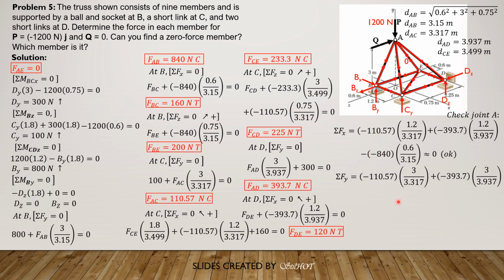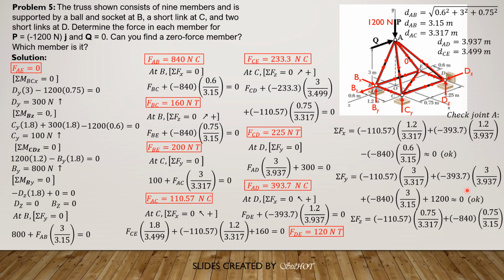So okay, summation forces Y equals 0. So negative going down as positive, negative 110.57 times 3 over 3.317. Then negative 393.7 times 3 over 3.937. Then AB, AB is compression, so negative plus negative 840 of 3 over 3.15, then plus 1,200 going down positive, then combined, then it is almost 0 also.